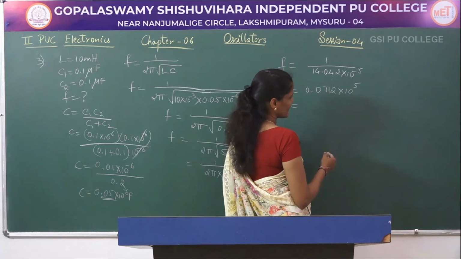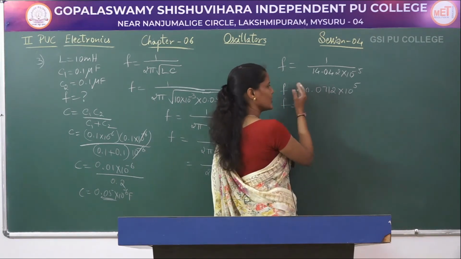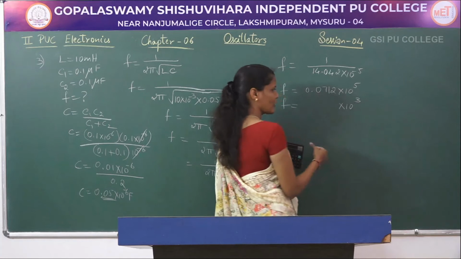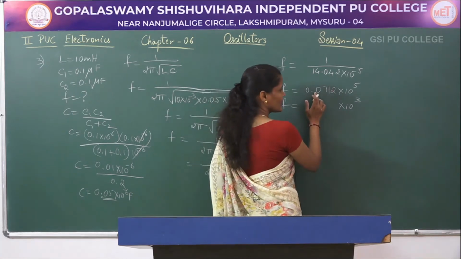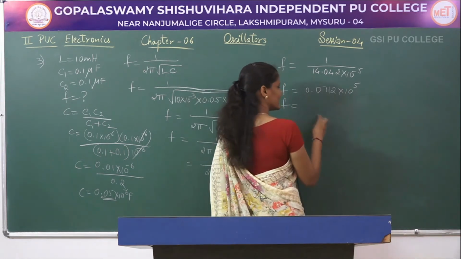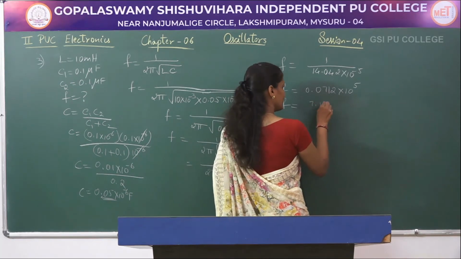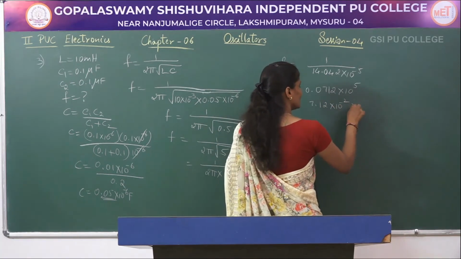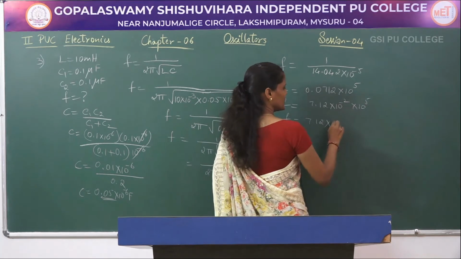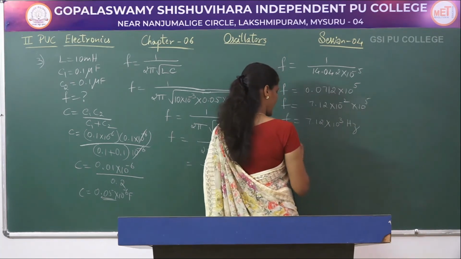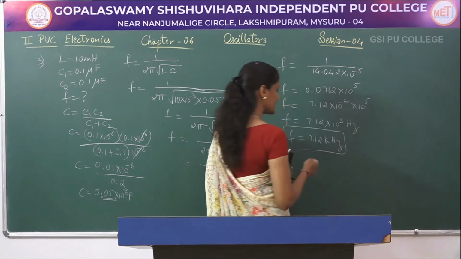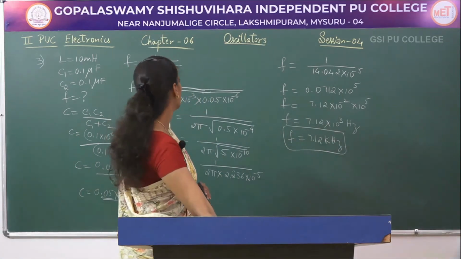To convert to megahertz, I have to shift the point towards the left side. So for the convenience purpose, let us convert this 10 to the power of plus 5 to 10 to the power of plus 3 by shifting the point to the right side by 2 places. That is, if I shift the point towards the right by 2 places, I will be getting 7.12 into 10 to the power of minus 2 into 10 to the power of plus 5. So F is equal to 7.12 into 10 to the power of 3 hertz, or F is equal to 7.12 kilohertz.